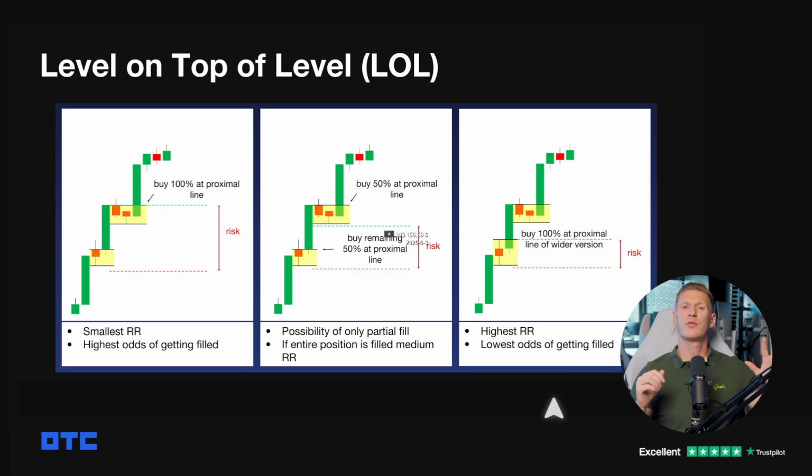Option 3, trade the distal level. I suggest targeting the wider version of the distal zone. Price often bounces at the proximal level before moving deeper to touch the wider version of the distal zone. Pros: this combines the best of both worlds, a high profit margin and a reasonable probability of getting filled. Cons: your fill rate is still lower compared to option 1, but experience showed me that this is a worthwhile trade-off, as more often than not price eventually reaches the distal level.